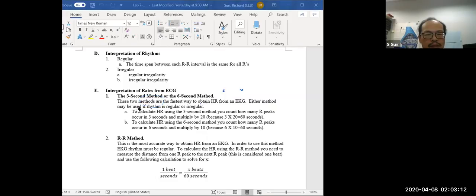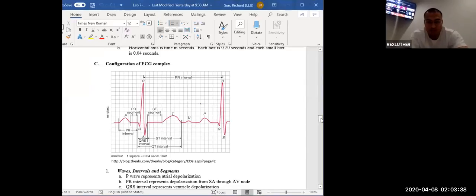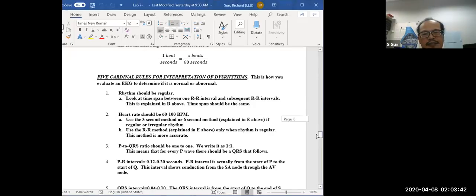So it gives you some idea about the 3-second method and 6-second method. Basically, this one is to quantify the heartbeat, beats per minute, BPM. The RR method is also to quantify the heart rate, beats per minute, BPM. Okay, that's that one.